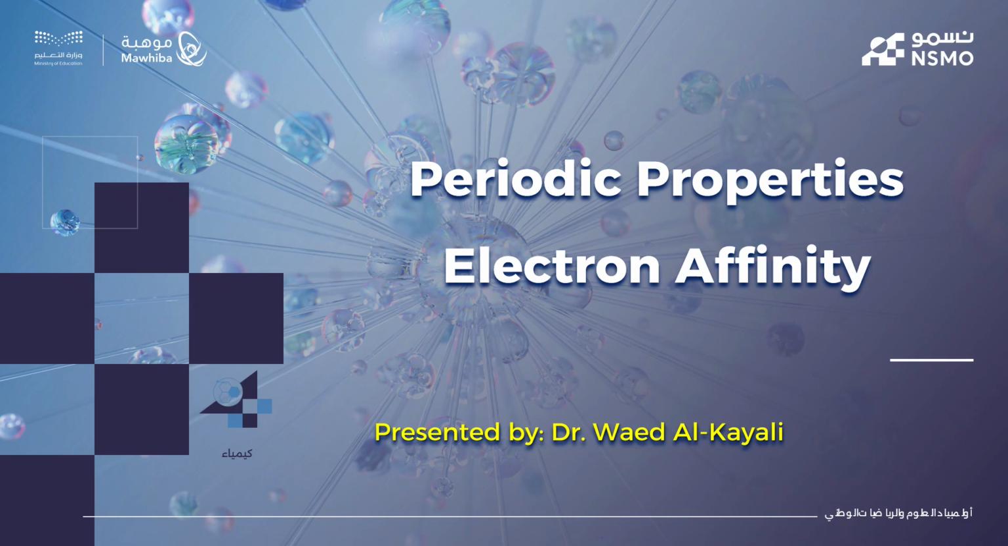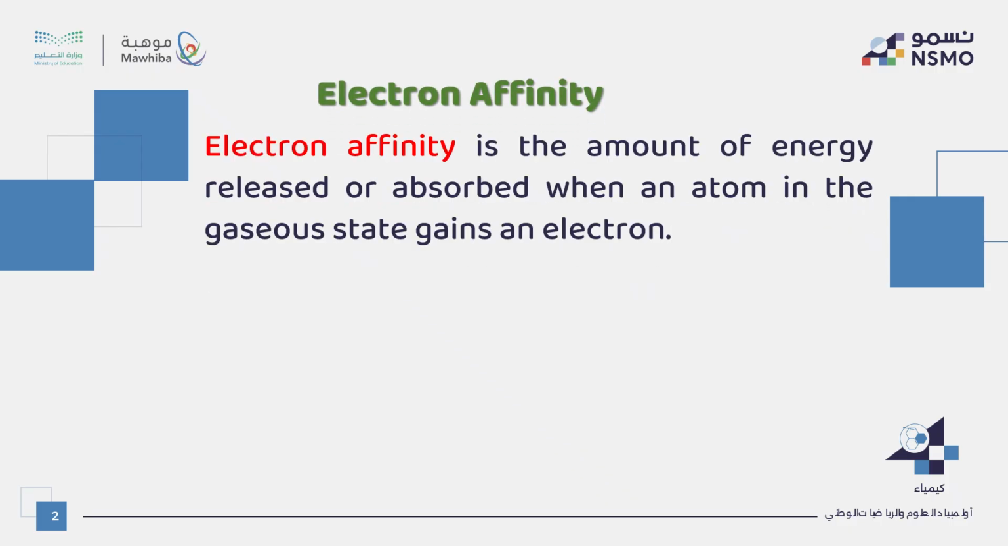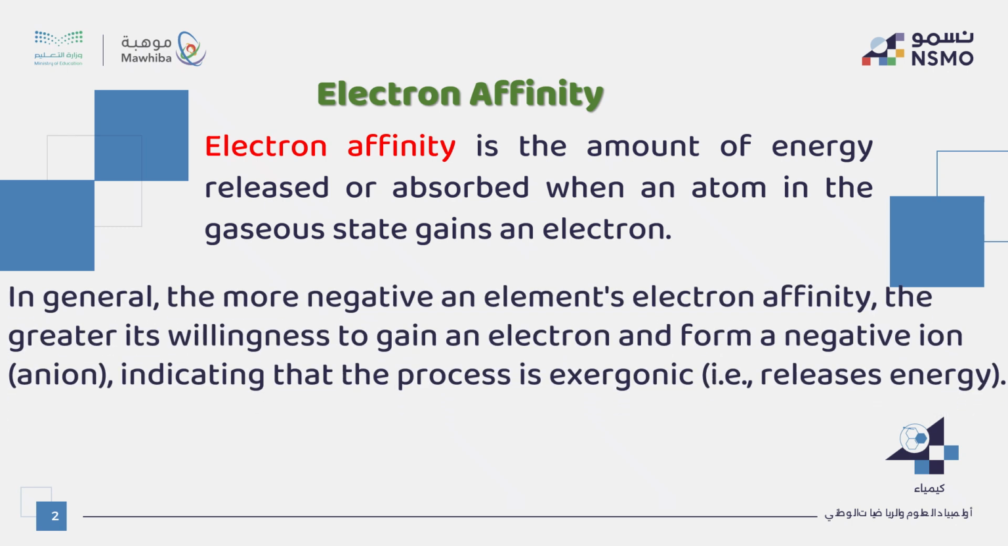Definition of electron affinity. Electron affinity is defined as the amount of energy released or absorbed when an atom in the gaseous state gains an electron. If energy is released when an atom gains an electron, the electron affinity value is said to be negative. If energy must be absorbed for an atom to gain an electron, the electron affinity value is positive.